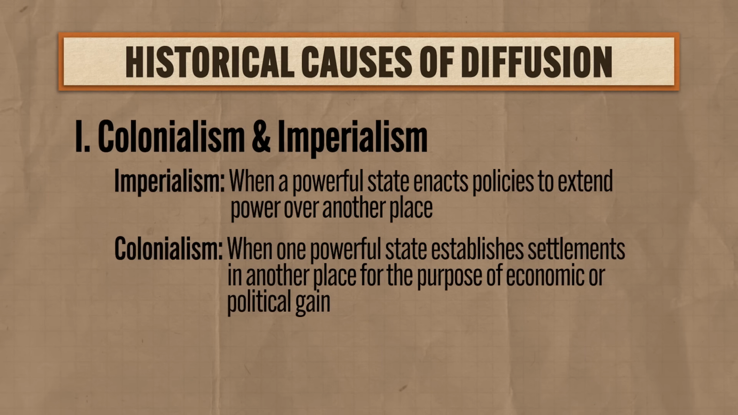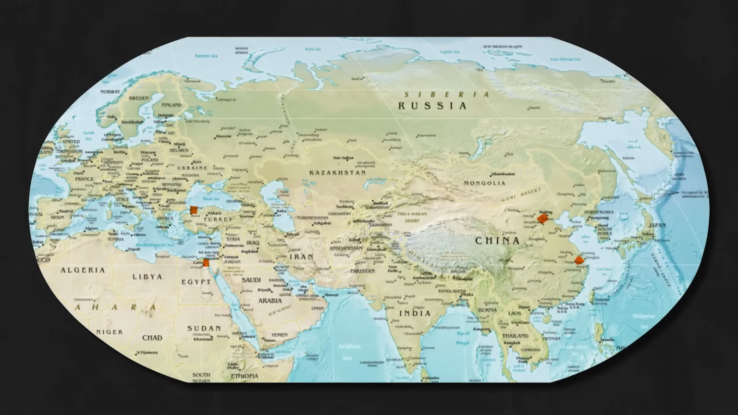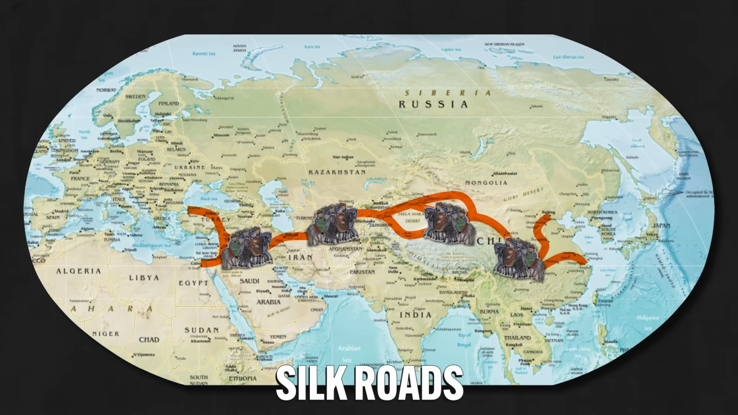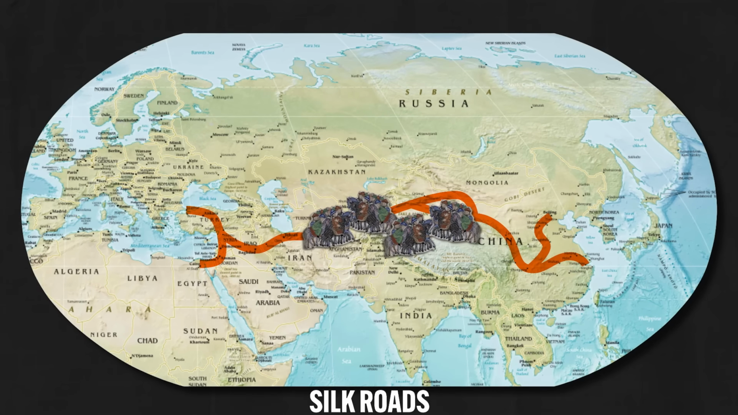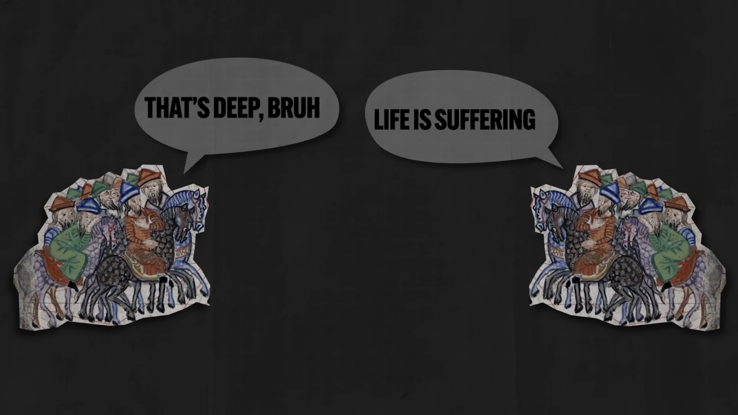Okay, now the second historical cause of diffusion is trade. For example, starting from ancient times, merchants traveled across Afro-Eurasia along a network of routes known as the Silk Road. And when they traveled, they exchanged ideas or cultural traits as well as goods. For example, Buddhism was carried by merchants westward and Christianity was carried by merchants eastward.